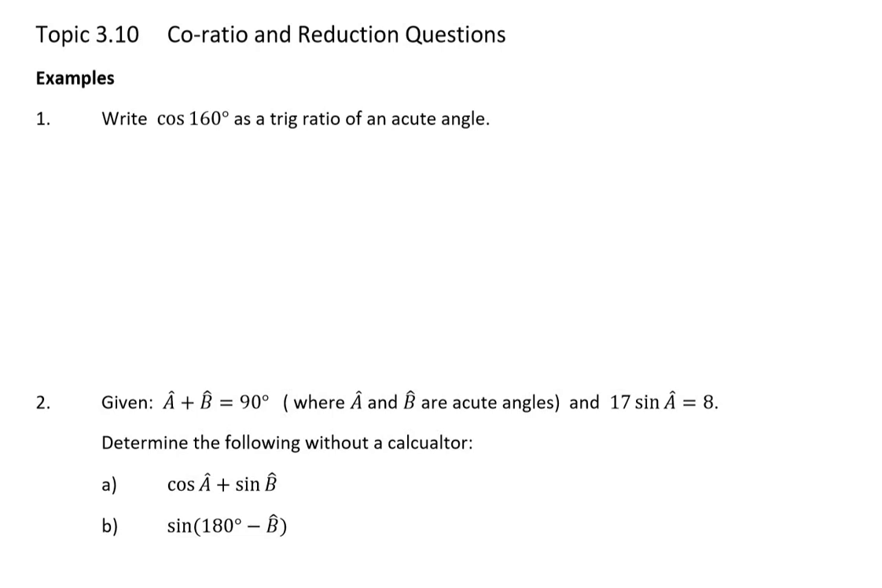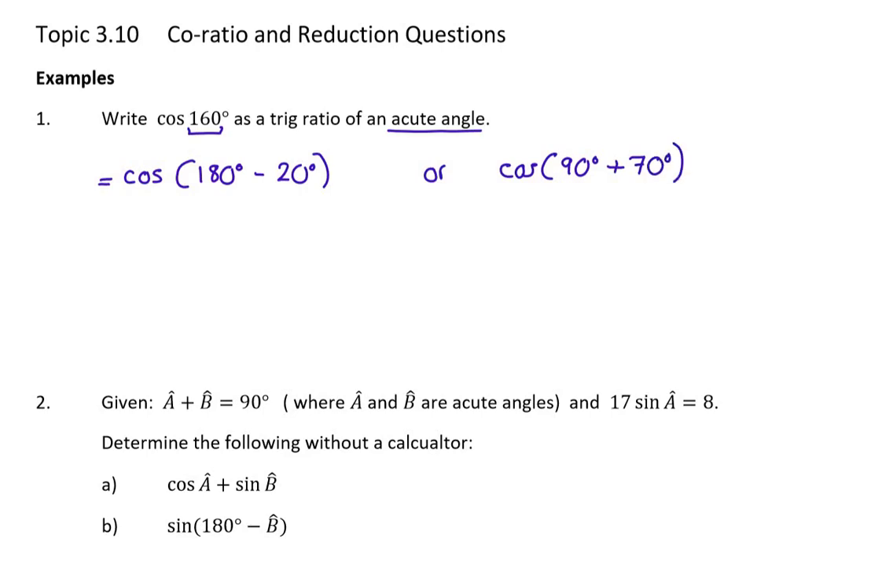First example says, write cos 160 degrees as a trig ratio of an acute angle. So basically we need to rewrite 160 degrees. We could rewrite that in two different ways. We could write it as 180 degrees minus 20 degrees, or we could write it as 90 degrees plus 70 degrees. Both of those involve an acute angle and one of the axes. And now we need to do our reduction.